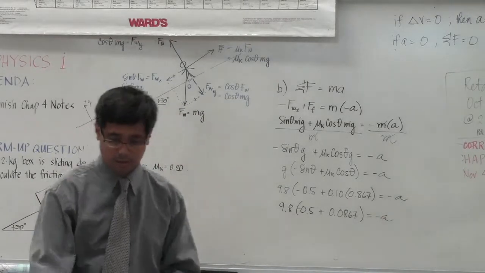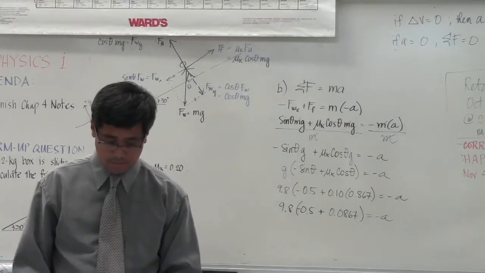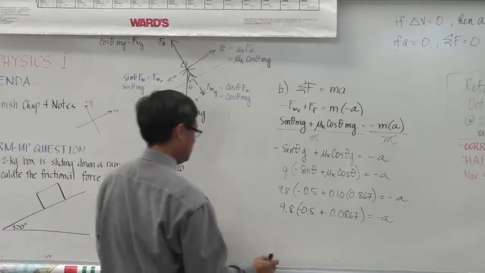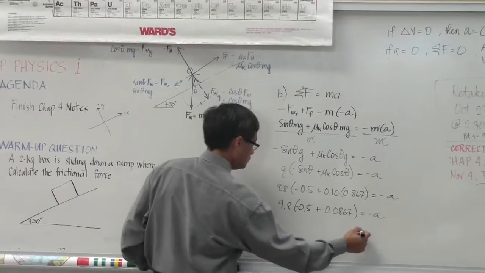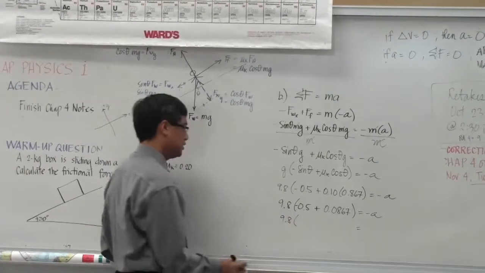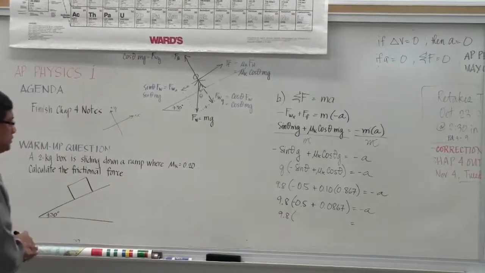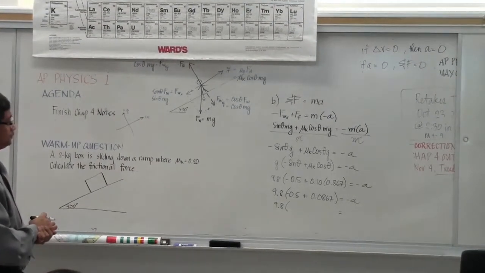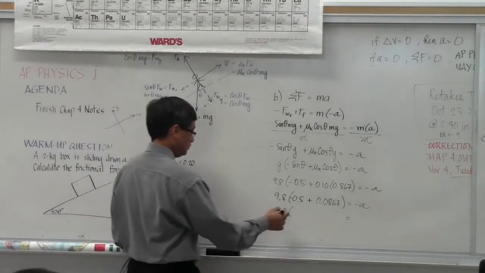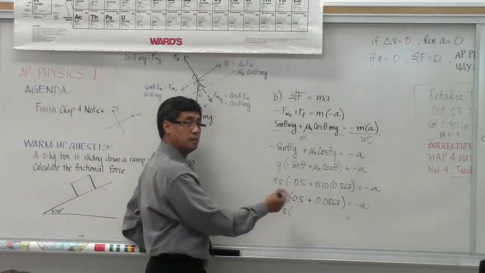Okay, and according to my notes, I'm supposed to get 9.8 times, how much is 0.5 minus 0.0867? I got negative 0.4123. After everything? Oh, subtracting?